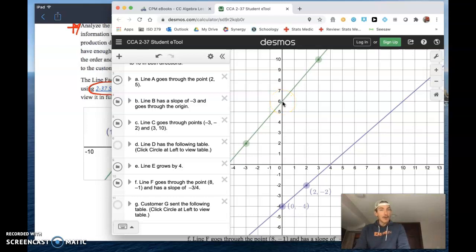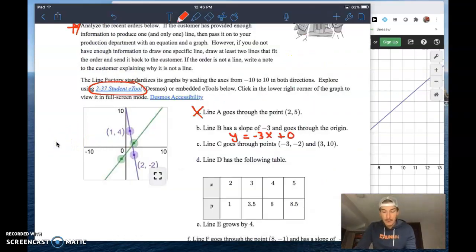Now, how far do I go from here to here, rising and running, to get that next valuable piece of information I need, the slope? Up 1, 2, 3, 4, and over 1, 2, 3. So that's going to be a rise of 4, a run of 3. That's going to be the situation. Y equals 4 over 3x plus 6.